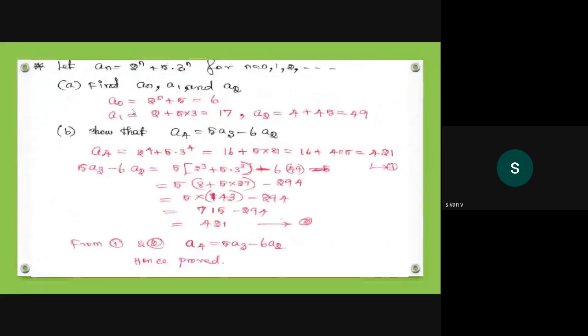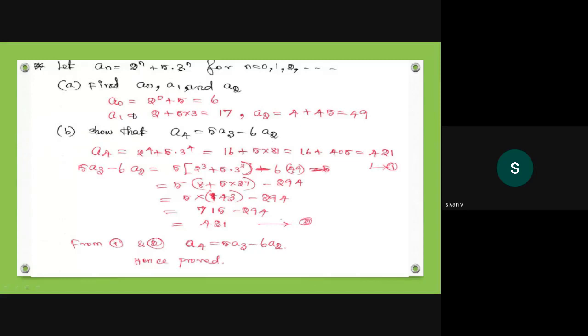Write the problem. Let an equal 2 power n plus 5 into 3 power n for n equal to 0, 1, ... to find a0, a1 and a2. You substitute n equal to 0, n equal to 1 and n equal to 2. This is a0. a0 equals 2 power 0 plus 5 into 3 power 0. 3 power 0 is 1, 5 into 1 is 5, 2 power 0 is 1, 1 plus 5 equals 6.